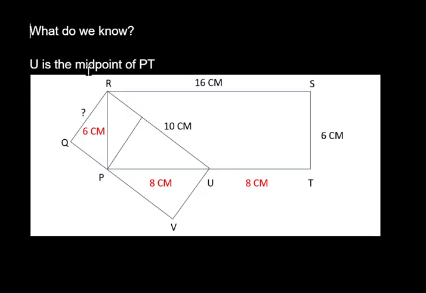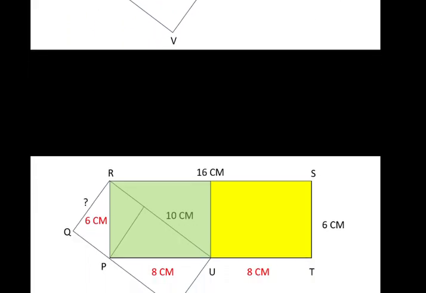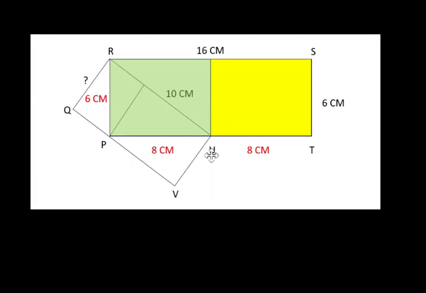We know that U is the midpoint of PT. We can then come to this conclusion. If we draw a line, we cut this rectangle into half. Because U is the midpoint, this area is equal to this area. So I take a rectangle and cut it into half. From here, I can straight away see that R and V are the diagonal of this green color rectangle. This is an important observation.